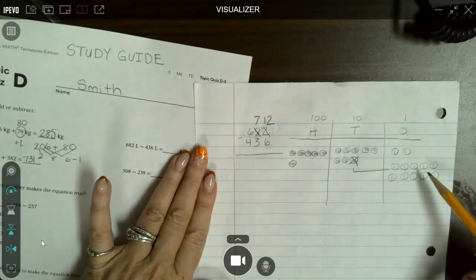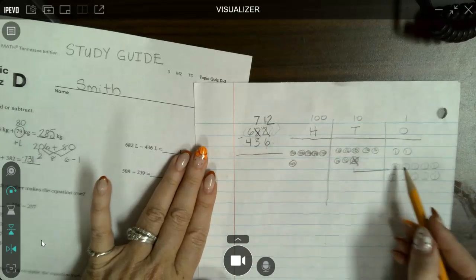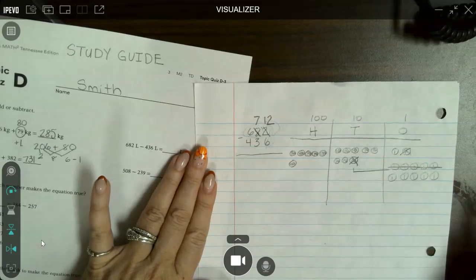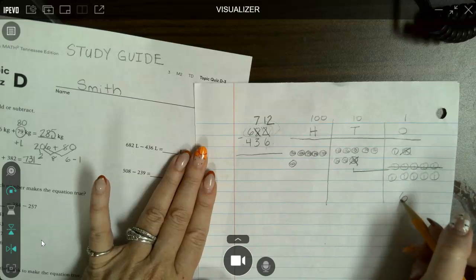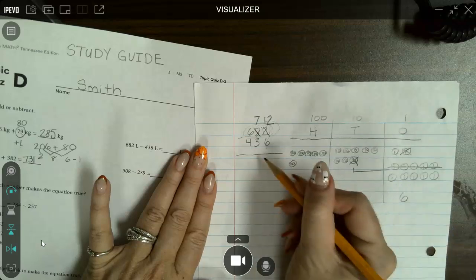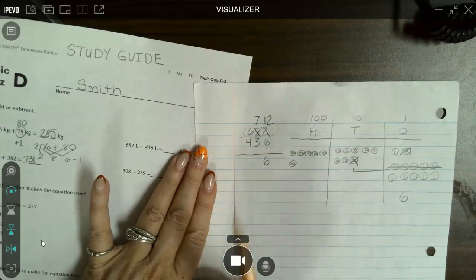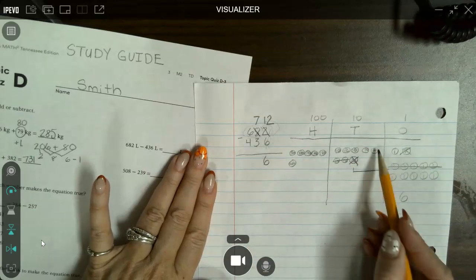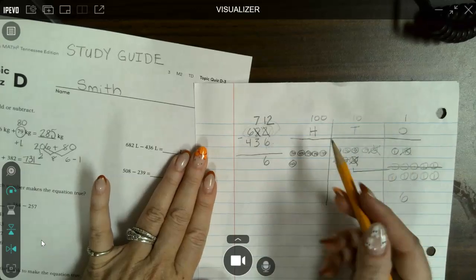Now that we have enough, we can subtract those amounts. I can take away 6, so I have 12, and 6 go away, which leaves me with 6 remaining. Some students prefer to write it here. You could write it here as well, depending on how you're doing it. I need to take away 3 tens. 1, 2, 3, leaves me with 4 remaining tens.